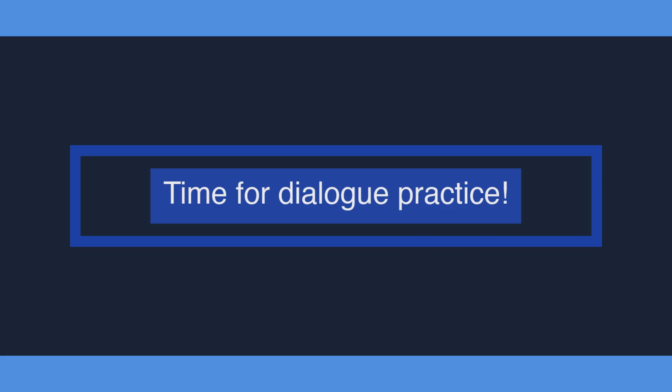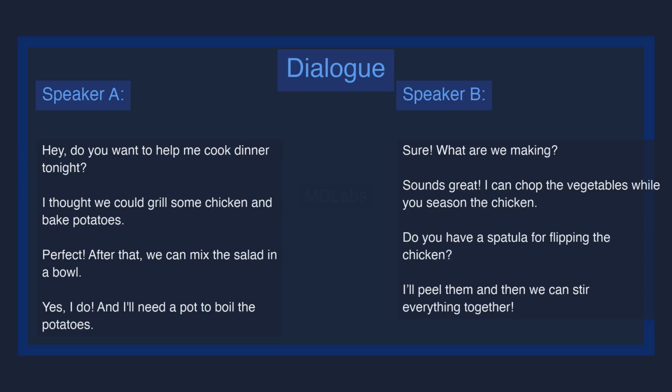Now let's practice these words with a dialogue conversation. Hey, do you want to help me cook dinner tonight? Sure, what are we making? I thought we could grill some chicken and bake potatoes. Sounds great. I can chop the vegetables while you season the chicken. Perfect. After that, we can mix the salad in a bowl. Do you have a spatula for flipping the chicken? Yes, I do. And I'll need a pot to boil the potatoes. I'll peel them and then we can stir everything together.